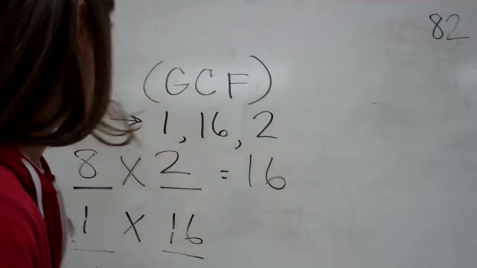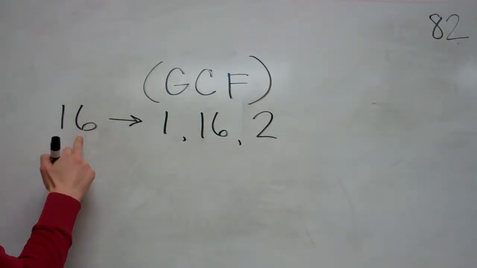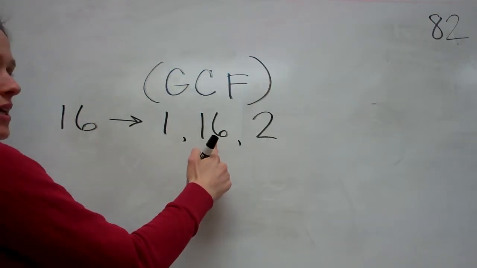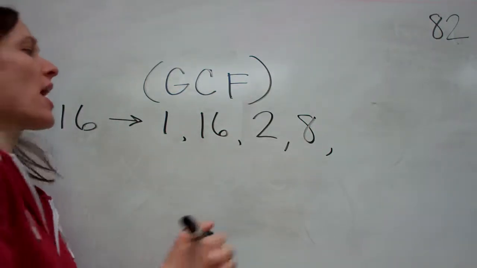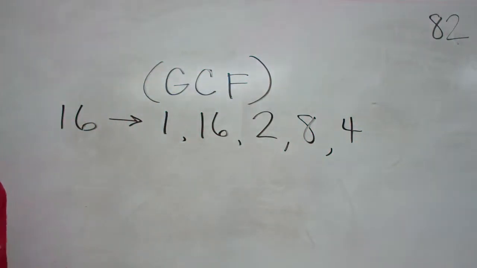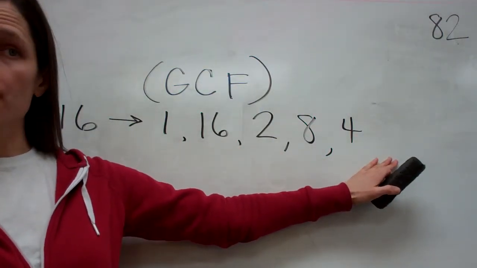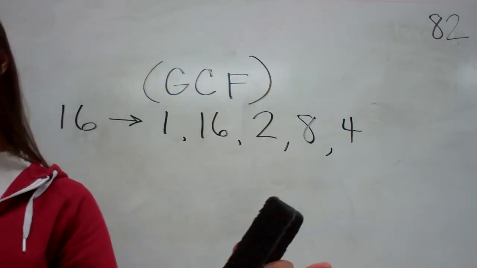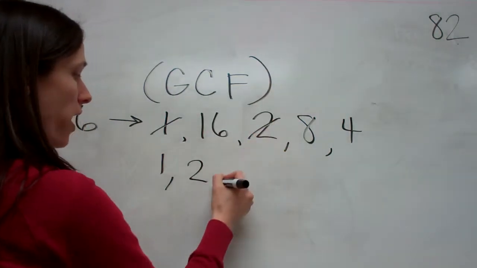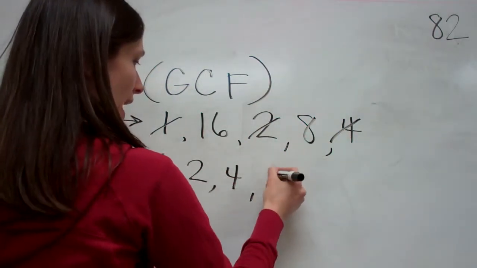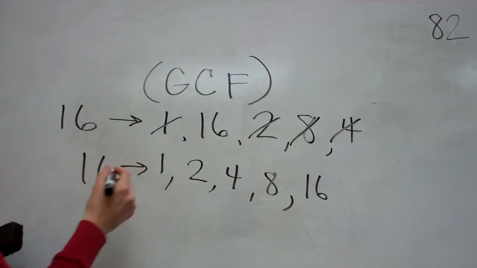Let me erase this part so you can see what I'm saying. If I'm thinking of the factors of 16, I'm going to go 1 times 16, and then 2 and 8 are factors of 16. You still with me? And then I'm going to say 4 times 4, and you don't need to write it twice. Those are the factors of 16, and it's always good to write them in order from least to greatest. So that's what I'm going to do next: 1, 2, 4, 8, and 16. So those are my factors for 16.